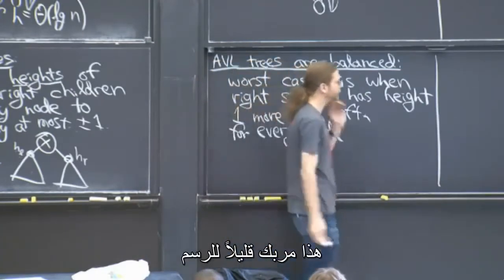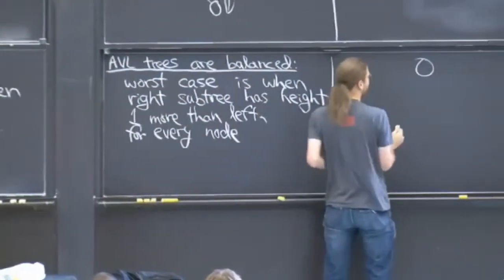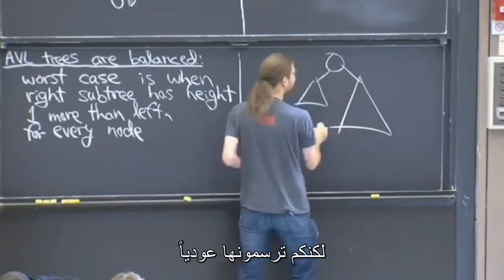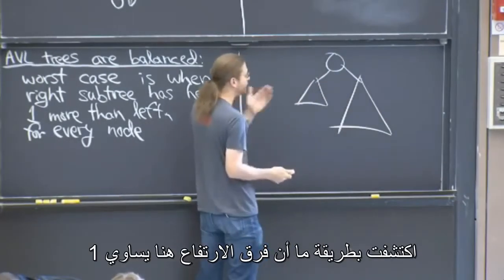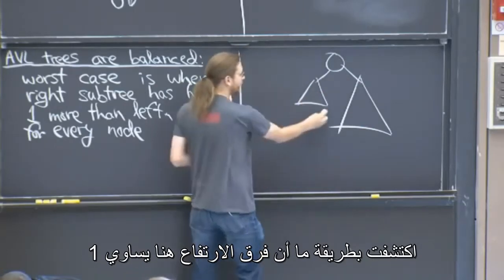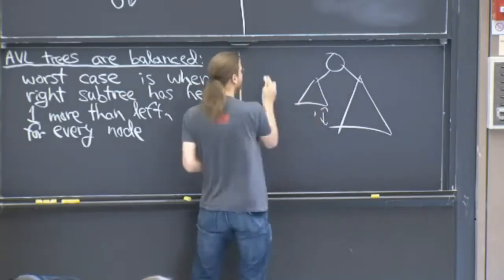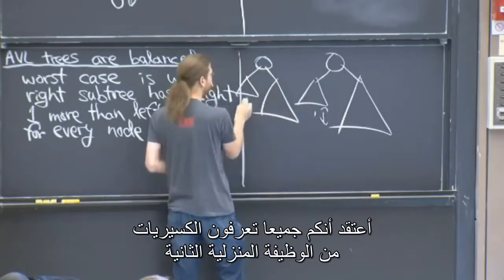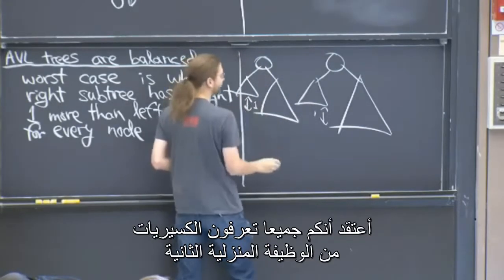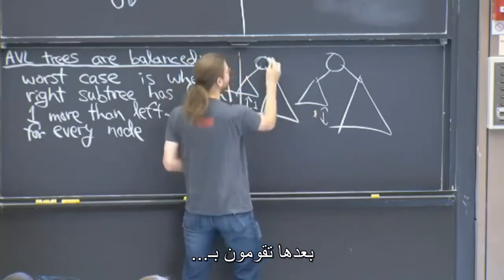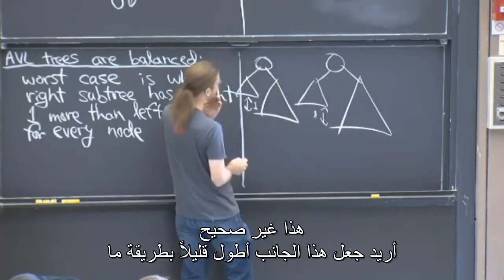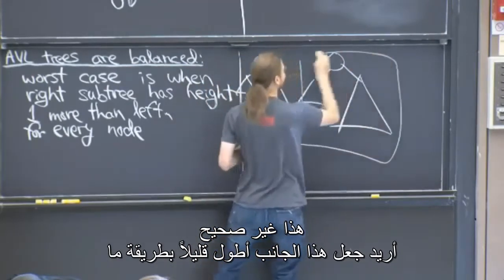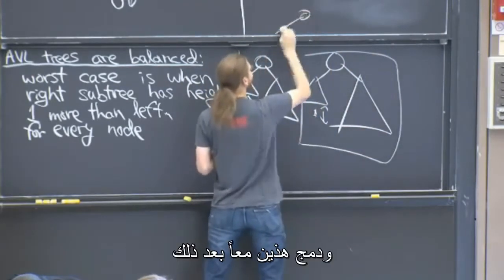Okay, this is a little tricky to draw. Not even sure I want to try to draw it. But you basically draw it recursively. You say, okay, somehow I've figured out this where the height difference here is 1. Then I take 2 copies of it. It's like a fractal. You should know all about fractals by now. Problem set 2. And then you just, well, that's not quite right. In fact, I need to somehow make this one a little bit taller. And then glue these together.